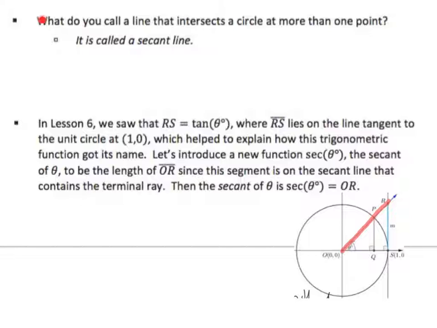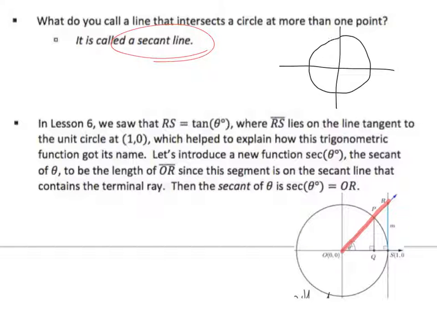What do you call a line that intersects a circle at more than one point? It's called the secant line. Remember I drew you guys a circle, I intersected at 2 points, it's called the secant. Granted, right now we're talking about the unit circle and the coordinate plane, so I should draw something slightly more technical. That's a beautiful line. So we have a secant line.